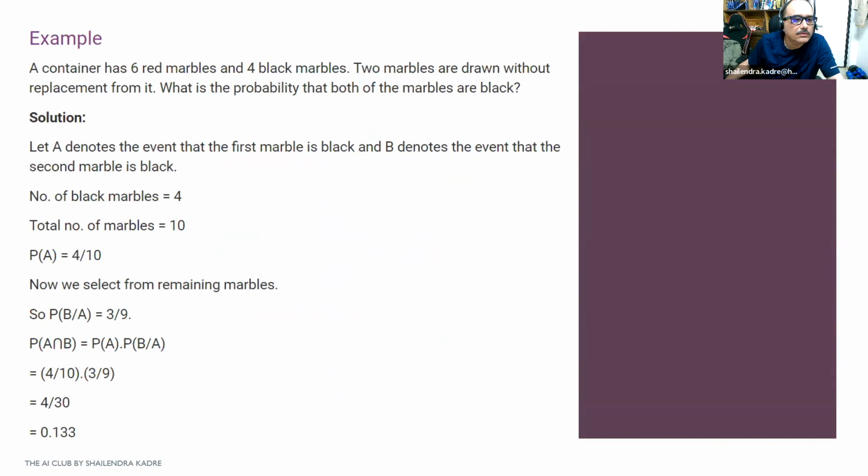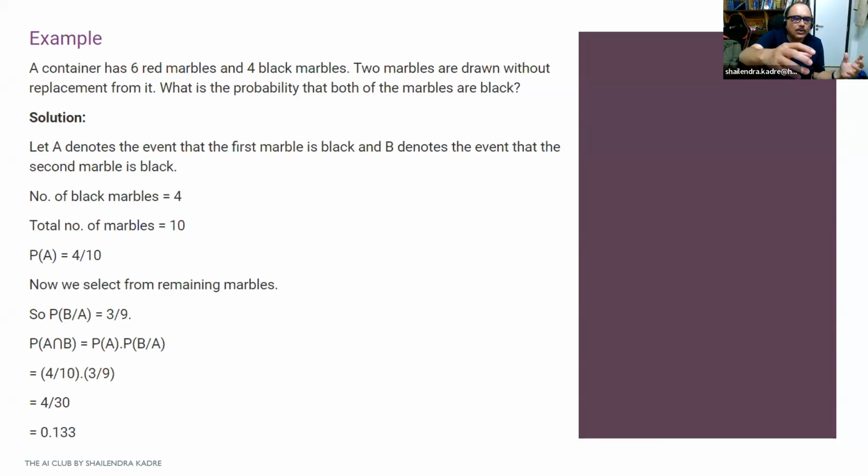Here, see, we have done dependent events. Why have we put this formula? You see, P of A intersection B is equal to PA into P of B given A. So now, why B given A? See the problem. There are 6 red marbles and 4 black marbles.